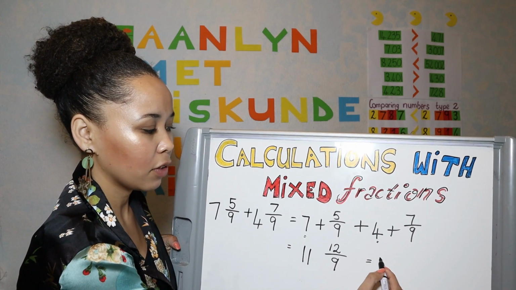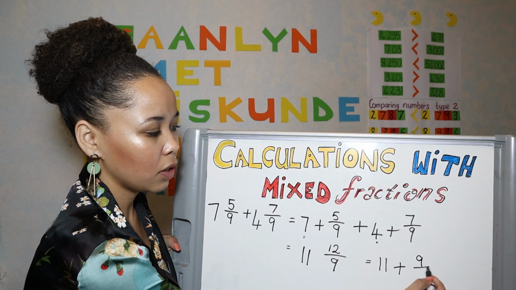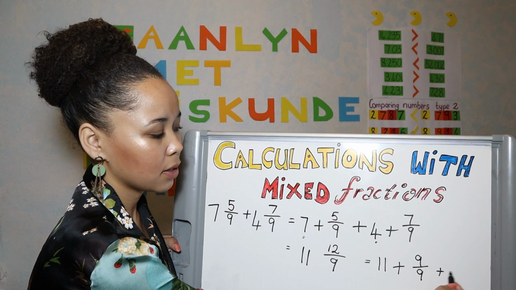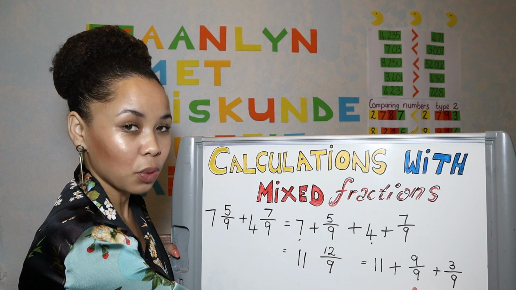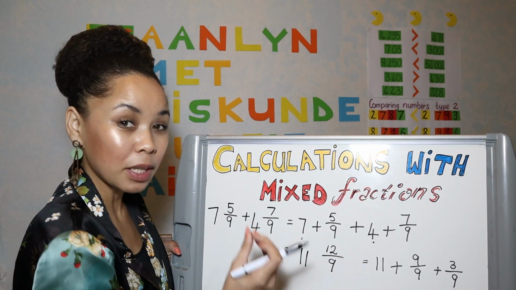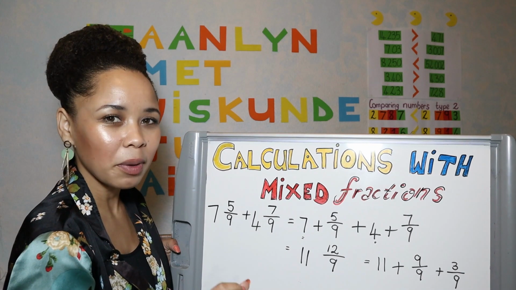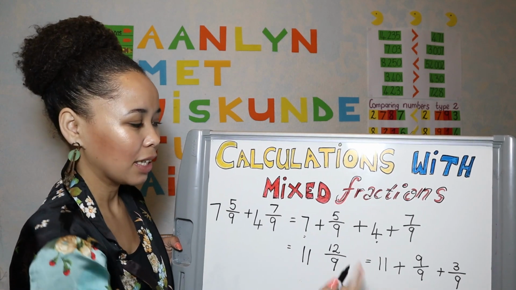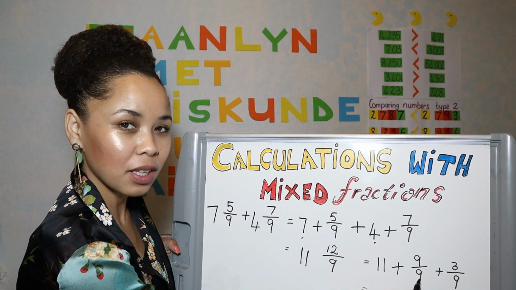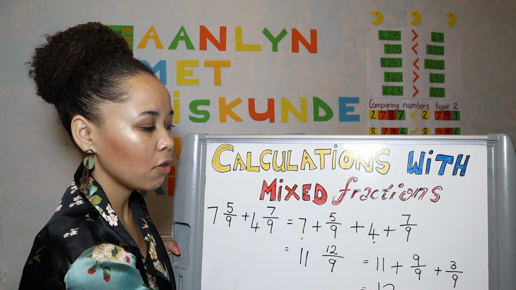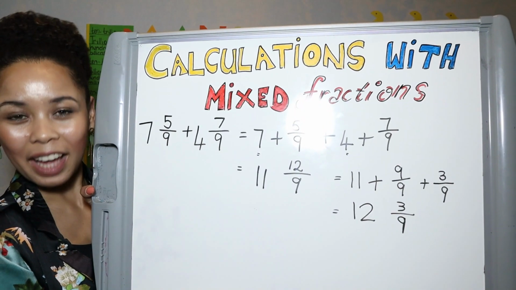So I will have 11 plus 9/9 plus 3/9. Now when I add these two at the end, I still have my 12/9. But remember, I'm trying to write it as a mixed fraction, so I should have a whole number and a proper fraction. Right, so I would have this 11 plus the 1, which is the 9/9, becomes a 12 and 3/9. So my final answer is a 12 and 3/9.